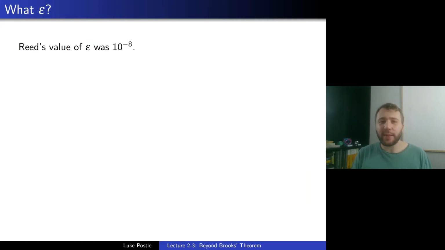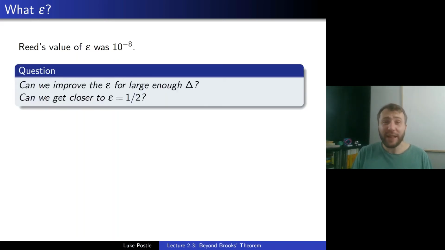Okay, but what else could you ask? Well, we could ask, what about this epsilon? If you go through what Reed's value would give you, maybe it'd be something like 1 over 100 million. And that's not very pleasing, so maybe we could ask, can we improve it? And since all the known proofs working on Reed's conjecture use probabilistic methods, let's just ask it for large enough delta. So none of this trick about using Brooks' Theorem. And can we get closer to epsilon being a half than 1 over 100 million?